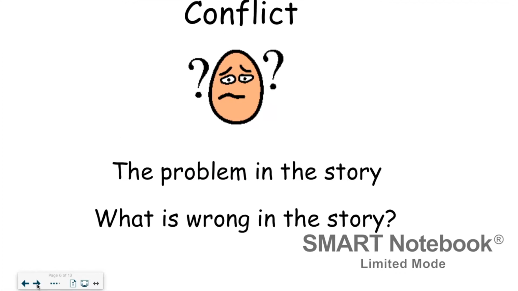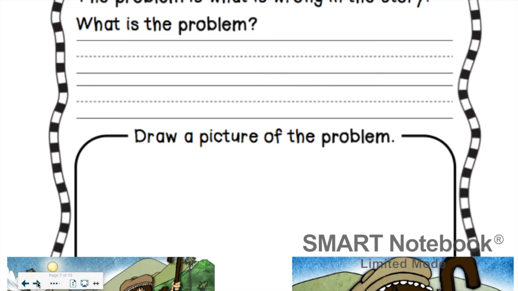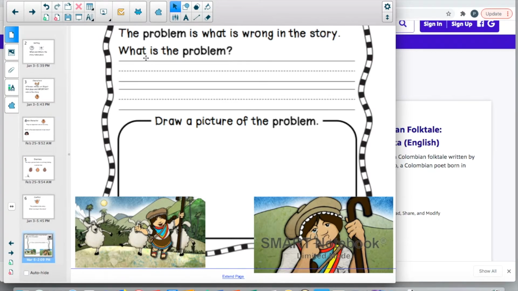So then let's move along. And then I have conflict, right? Another word for the problem in the story. The problem in the story. What's wrong in the story? So I kind of give them an idea of what they're looking for. A conflict or a problem is something that goes wrong. Let's keep moving. I'm going to get out of our full screen here because it's a little hard to see.